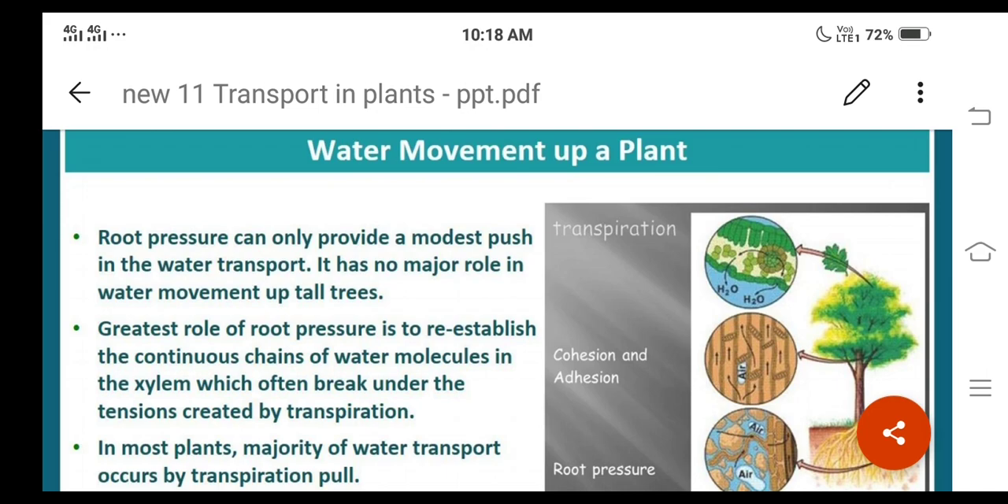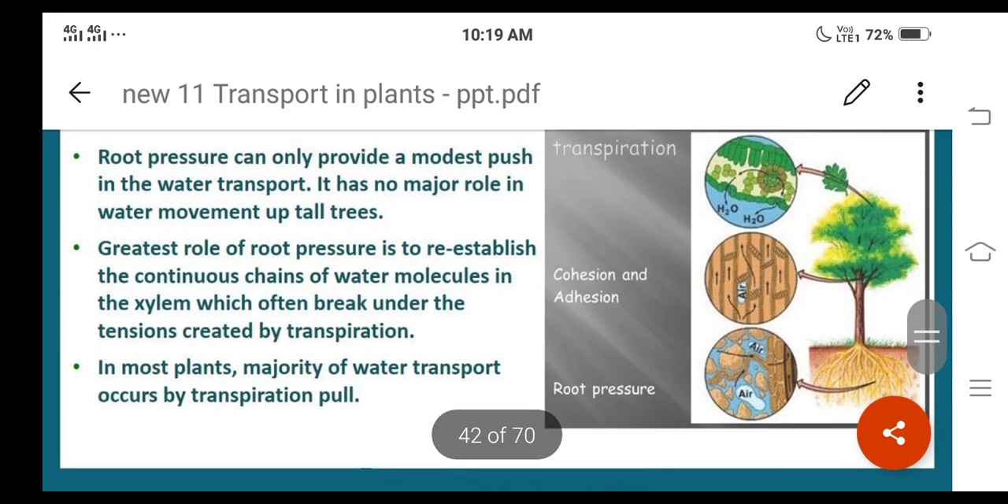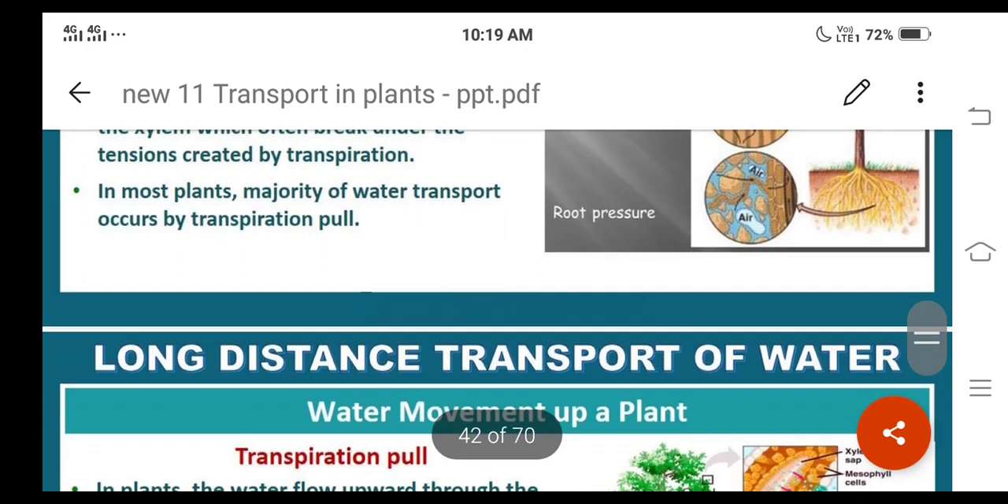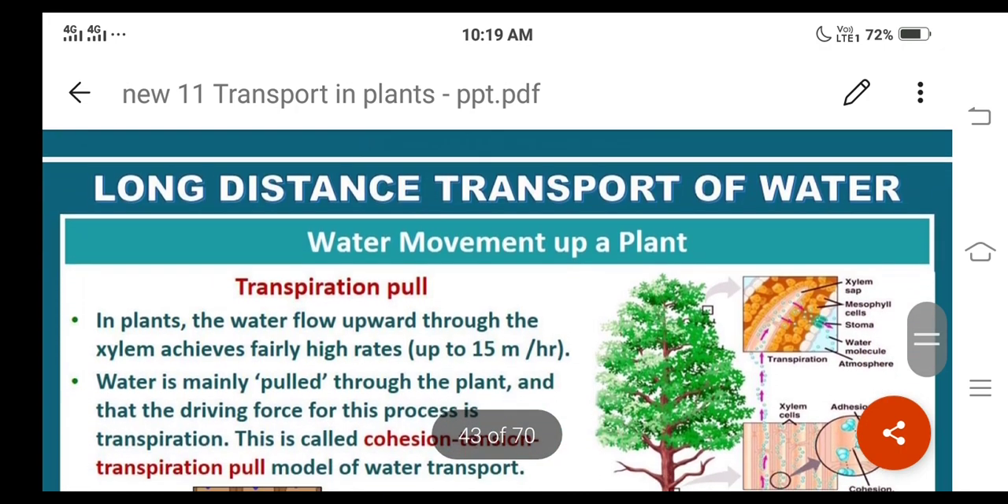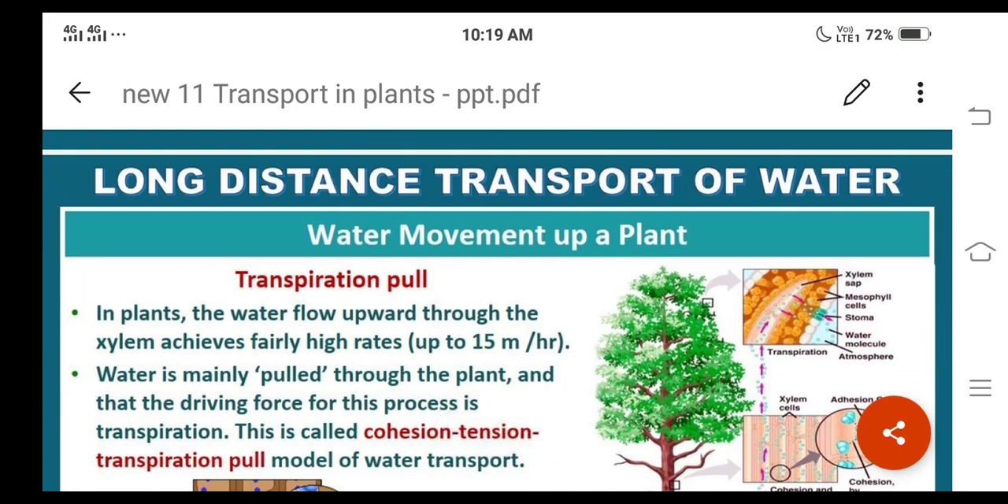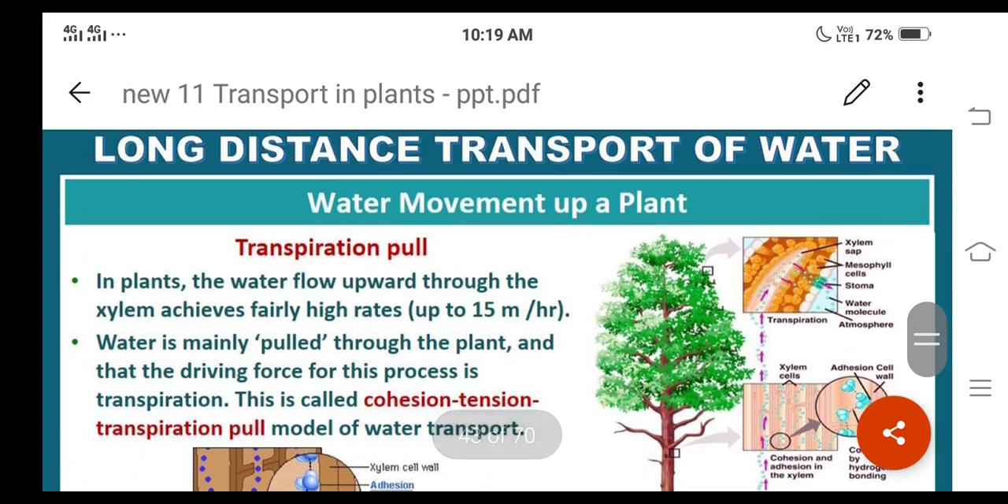So in most plants, the water transport will occur by one more force or pressure called the transpiration pull. Let us understand how the transpiration pull will develop in the plant, and how it is responsible for the movement of water, or ascent of sap, in the plant. We are going to understand the transpiration pull now.